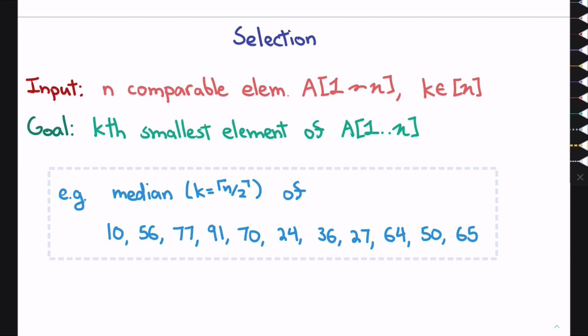So an example would be finding the median. That would be n over 2, rounded up to make sure it's an integer. Here I've given an example of 11 numbers. And the question is, what is the median of these 11 numbers? I actually don't know. What's the median of these 11 numbers?